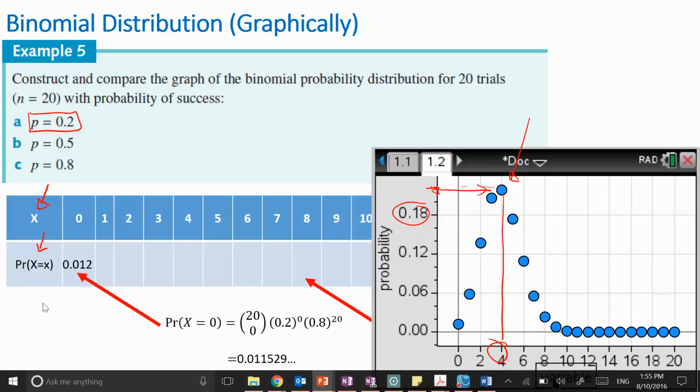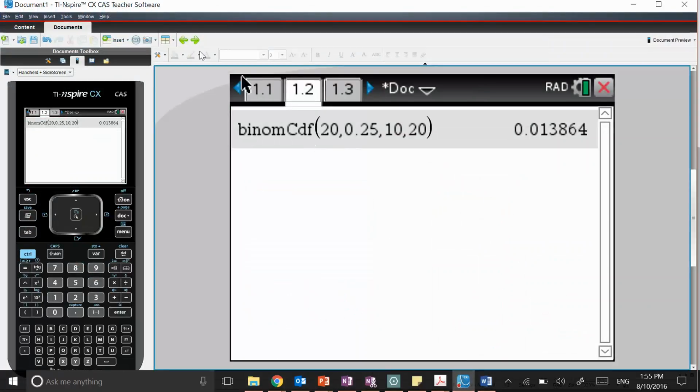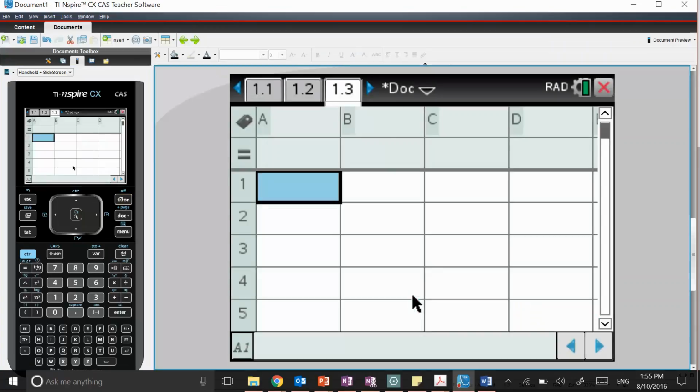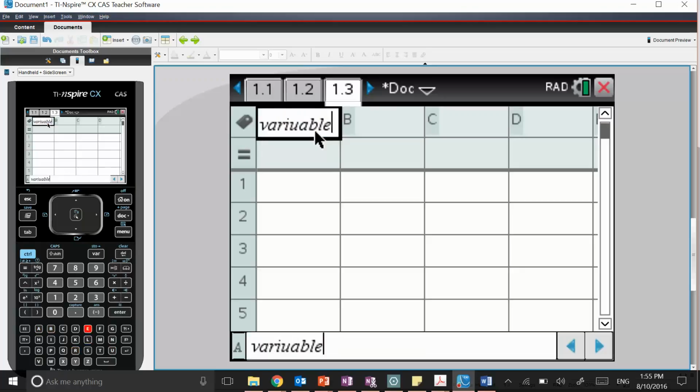Okay. On a CAS, what you can do is go to your menu and go to a spreadsheet. So you enter a spreadsheet. Now, I'm going to give a name to each one of these. I'm going to call it variable X. Okay? And then let's say I want to calculate the probability, so I do prop for probability.